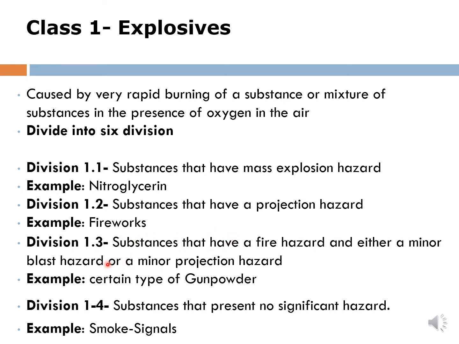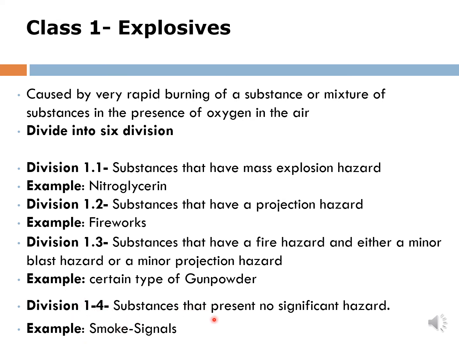Division 1.3 is the substances that have fire hazard and either a minor blast hazard or a minor projection hazard. So for instance, certain types of gunpowders. In most of the chemistry labs, I think, they have all these different powders or different chemicals. Maybe not all labs, the bio labs have all these things, but of course we are talking about it in general. So some labs contain some chemicals, some not.